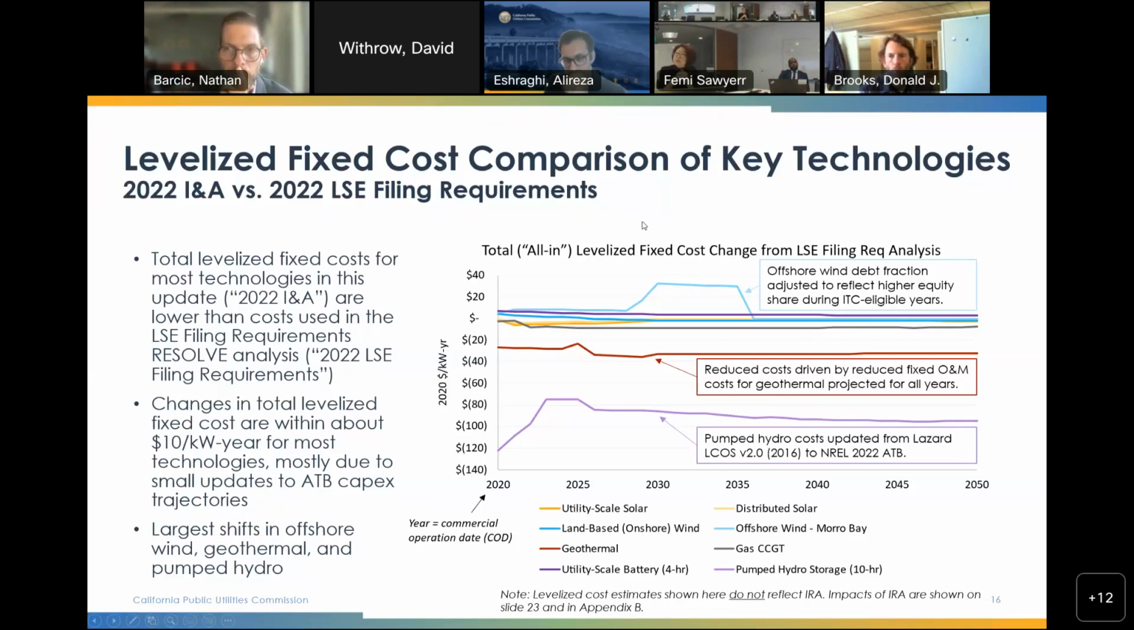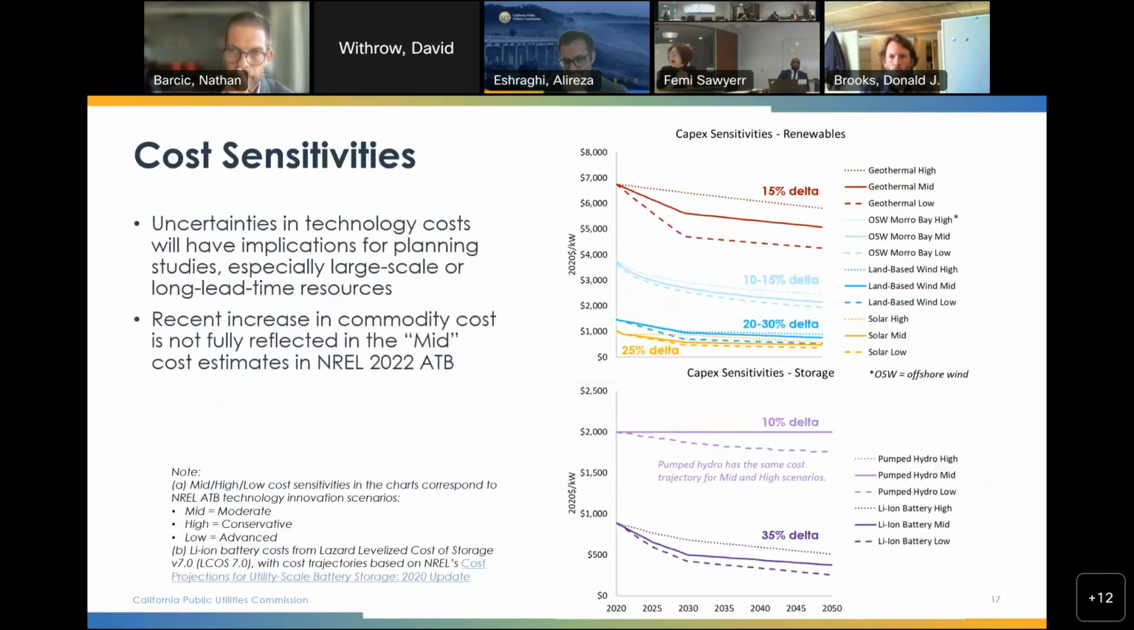So far, the results that I have shown are for the mid scenario or the moderate scenario from the NREL ATB. So the next slide will show you that additionally, we have low and high cost trajectories available for these technologies. These different cost trajectories could potentially reflect the risks and uncertainties that are associated with the development of these technologies.